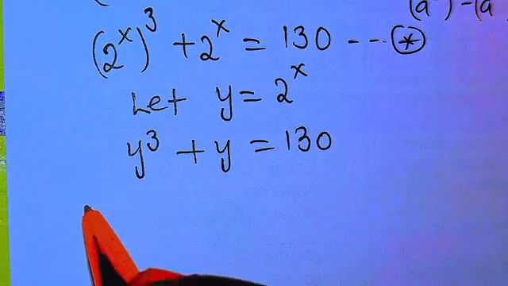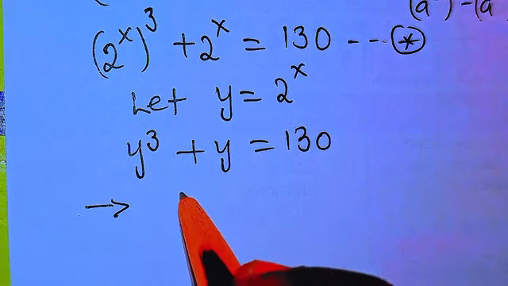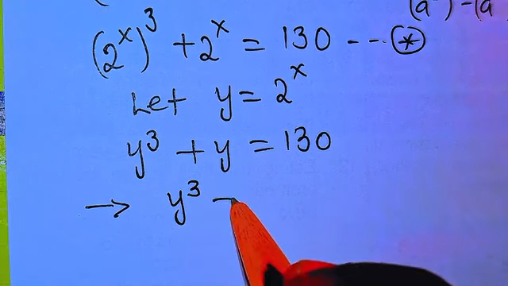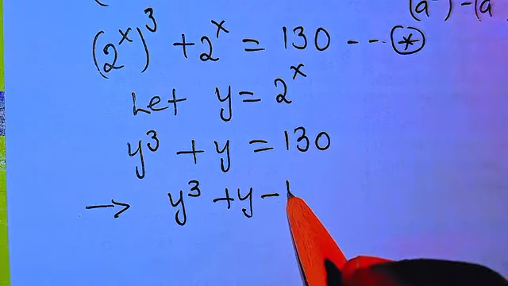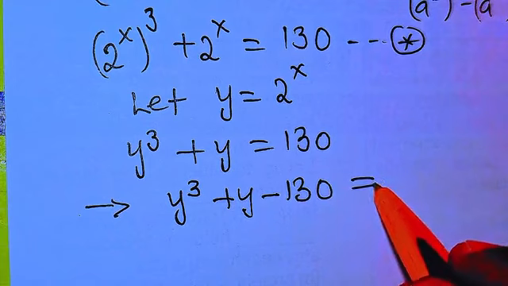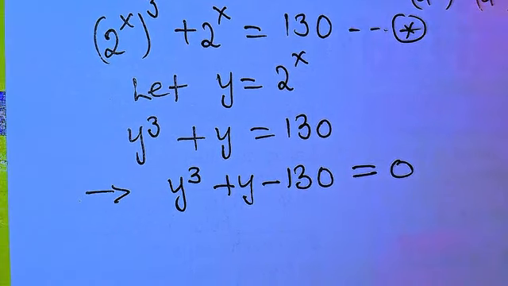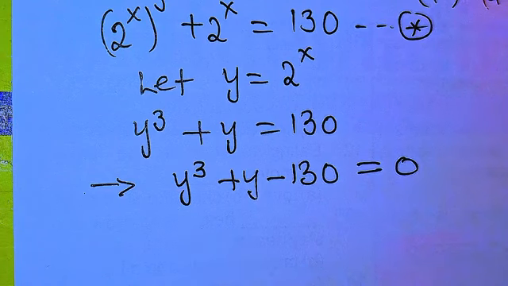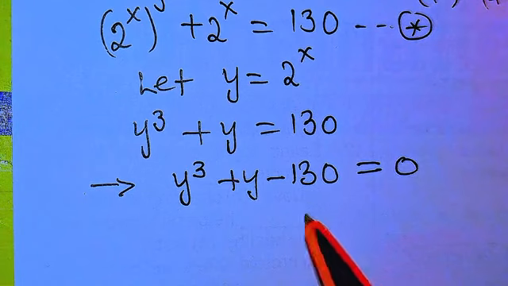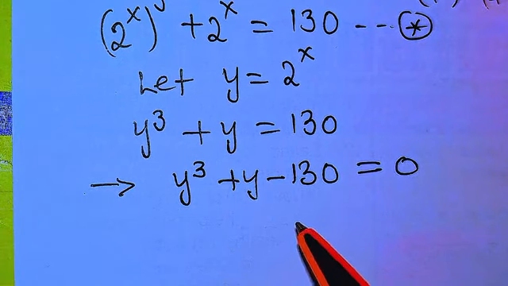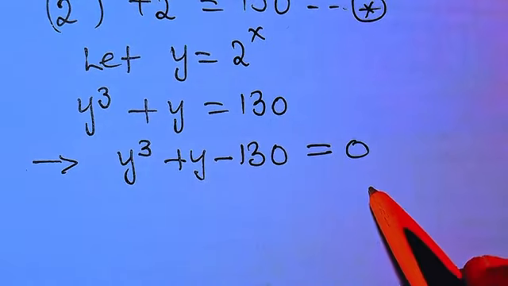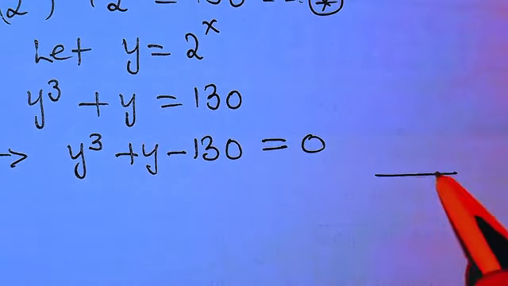So now from here, we can have y to the power of 3 plus y, then the 130 will come inside, equals 0. So now from here, we need to factorize this polynomial.